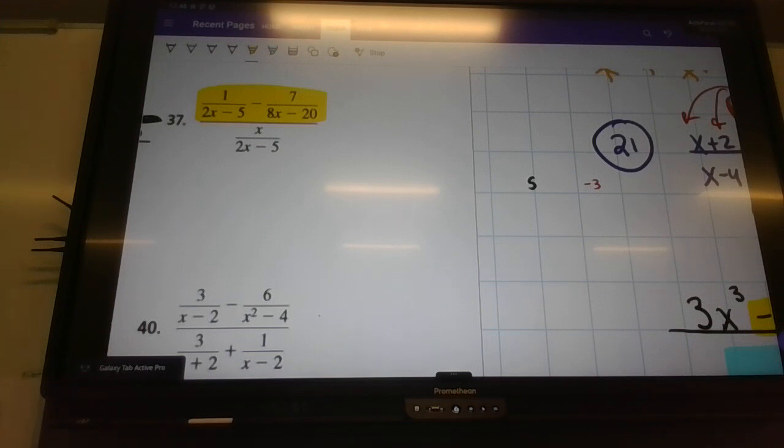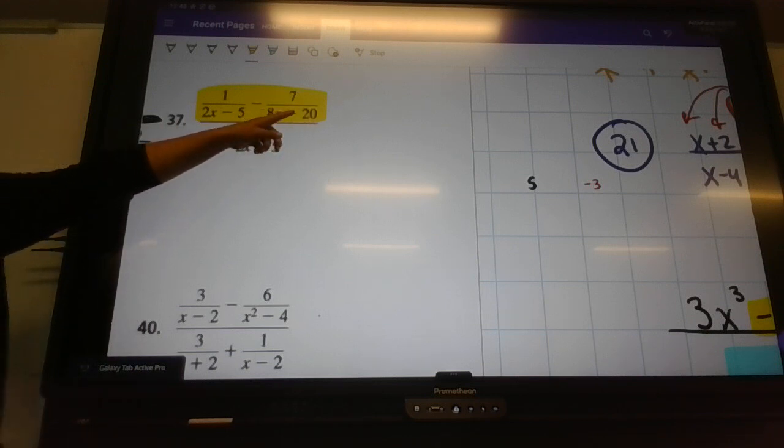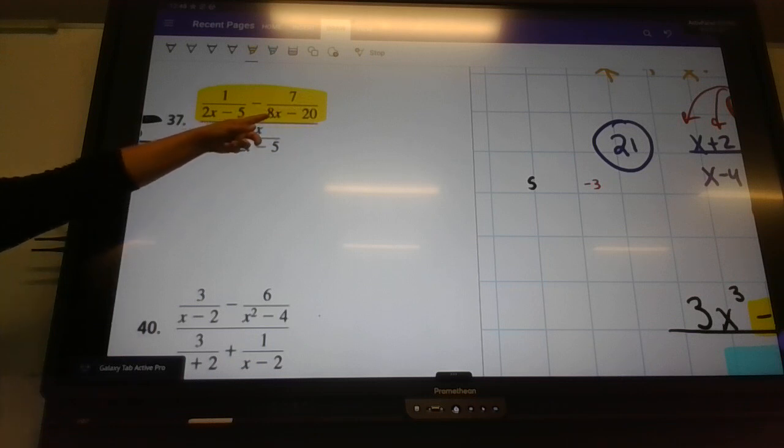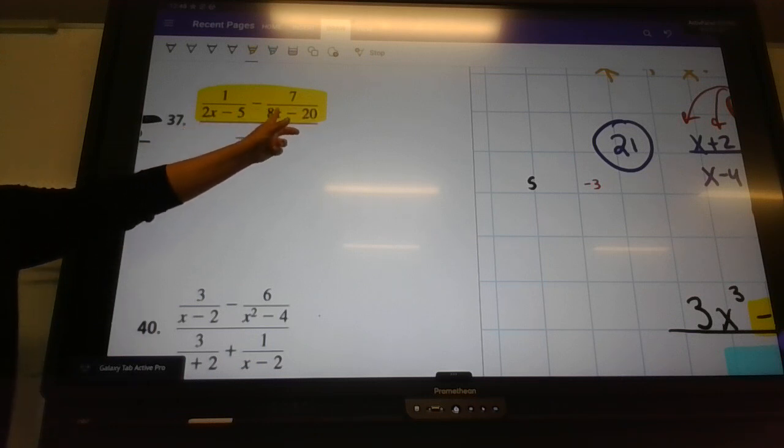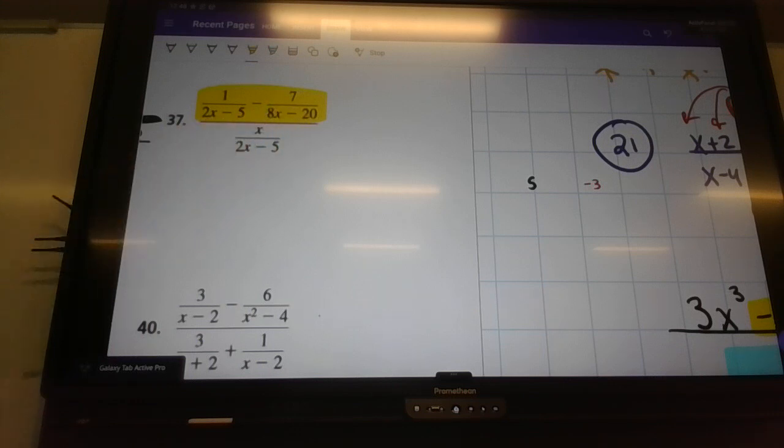Now, while we were making a common denominator yesterday, it was emphasized that the expression should be in factored form when you pick your LCM. So let's go ahead and take the 4 out of that. There's a GCF of 4. So 8 divided by 4 is 2, and 20 divided by 4 is 5. So all I've done is factor a denominator.